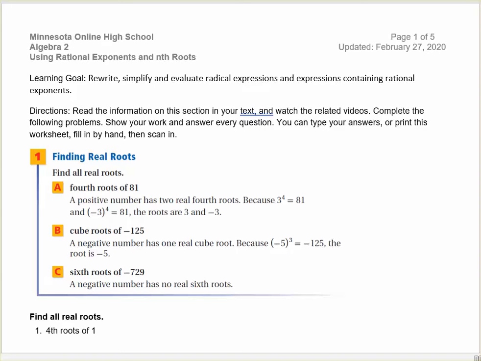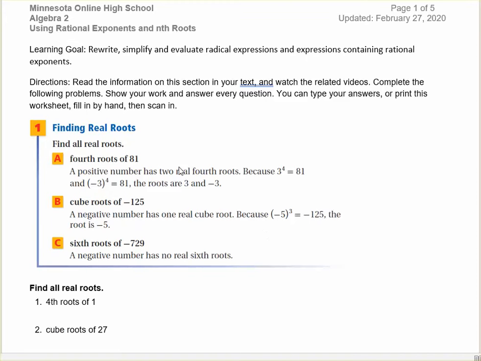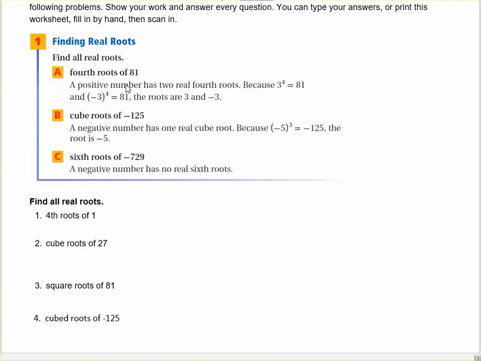In this video we are going to use rational exponents and nth roots. So the first part of this worksheet you're going to find real roots, and real numbers. Remember you cannot have the square root of a negative number or any even root of a negative number, so we'll look at those. Fourth root of 81, let's look at this example.